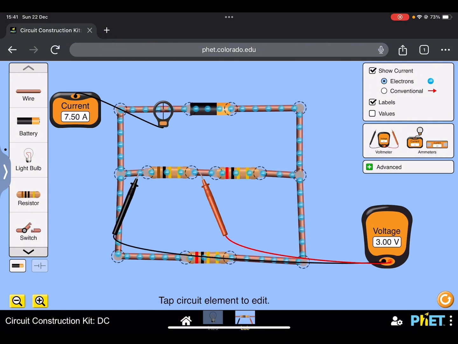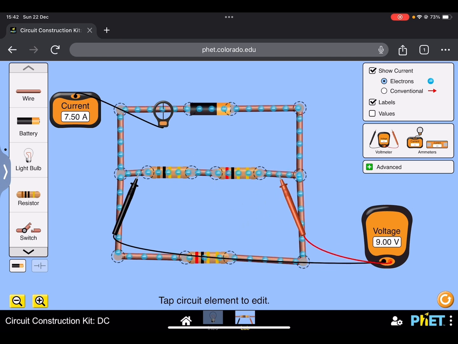However, for a parallel circuit, the formula changes. The formula is 1 over total resistance is equal to 1 over resistance 1 plus 1 over resistance 2, and so on and so forth. So basically, this means that the more you add resistances in parallel, the lower the total resistance will be.